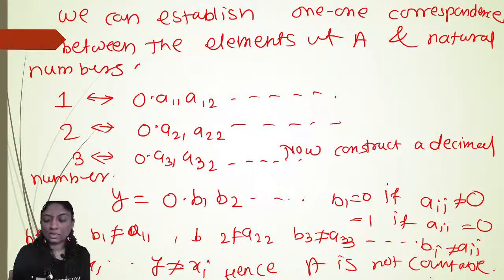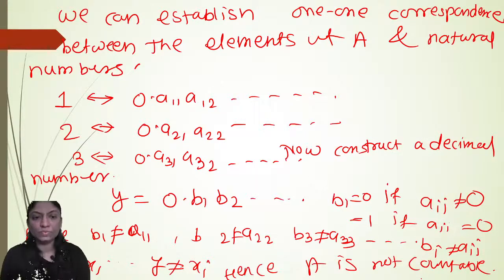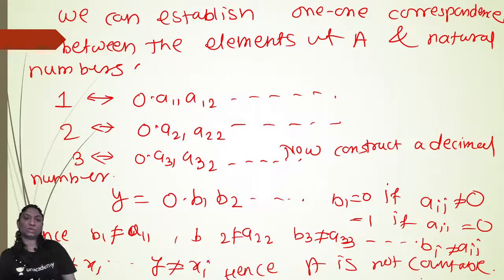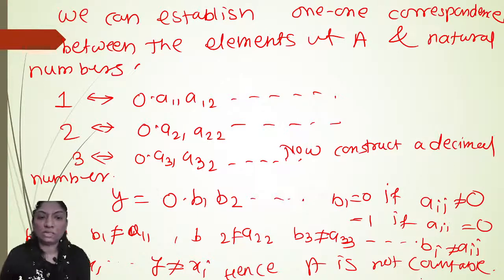Are you getting it? It's a slightly different type of proof. We assume, by contradiction, that A is countable. As A is countable, there is a one-one correspondence between the real numbers in the closed interval [0, 1] and the set of natural numbers. But here we are getting some number y which cannot be represented in terms of the set of natural numbers. There is no one-one correspondence between the set of natural numbers and this real number.